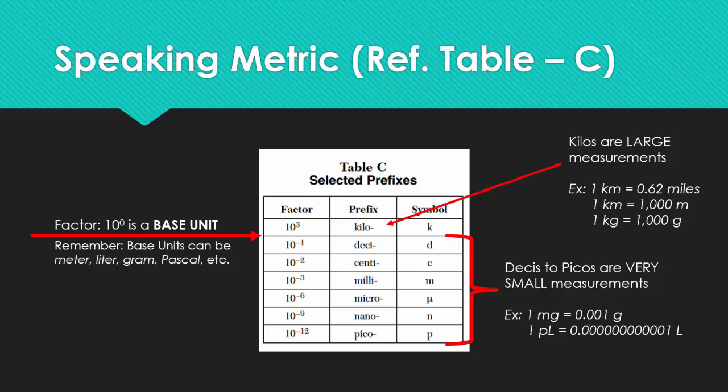Everything beneath our base unit line, we call these from the deci to the picos. These are going to be very, very small units of measure. For example, 1 milligram is 0.001 grams, and 1 picoliter is 0.000000000001 liters.